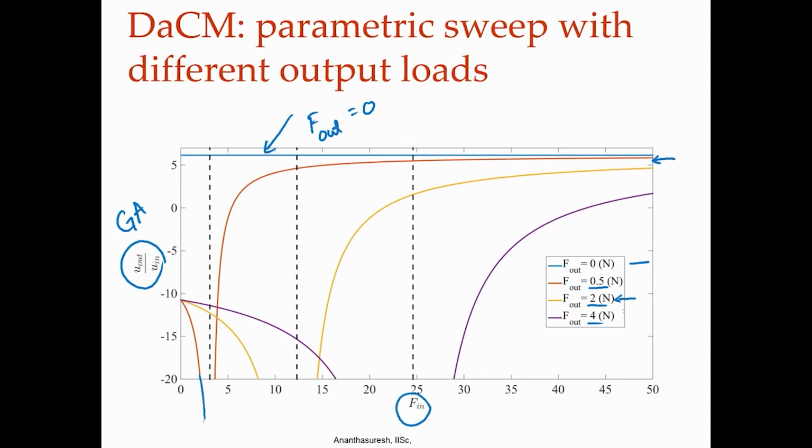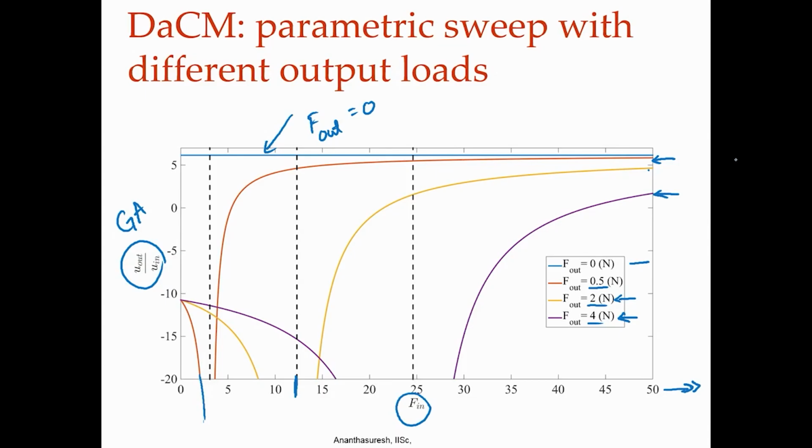As I increase the output load to 2 newtons, then beyond this value, again this is where it goes to infinity, it is all in the wrong direction, u out is in the upward direction, which is the negative direction for us, and then you need to go much larger than 50 newtons to catch up. Same thing with output force 4 newtons, we can see that it takes much more input force to eventually get to that geometric ratio. We can see how geometric ratio varies with various output forces.